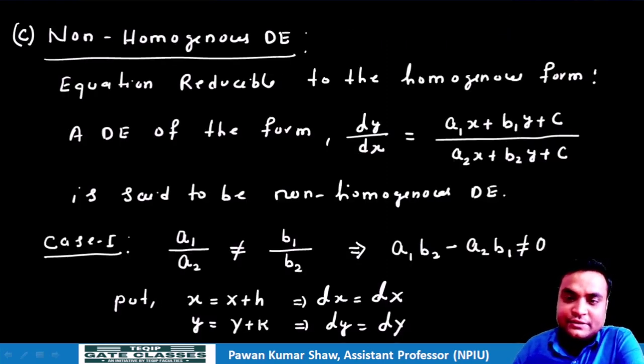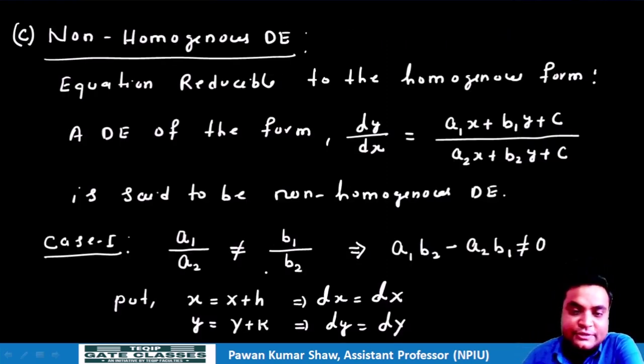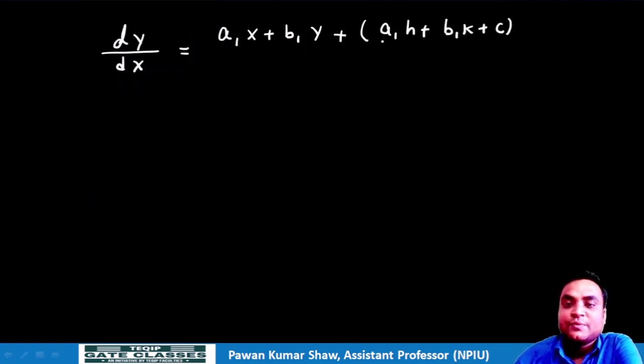How are we getting this? We are replacing x with capital X plus h, and y with capital Y plus k. So after that replacement, we will get a1 with capital X, b1 with capital Y, and the other terms we can write in this form: a1h plus b1k plus c. These are some constant values, and definitely the two variables here are our h and k.